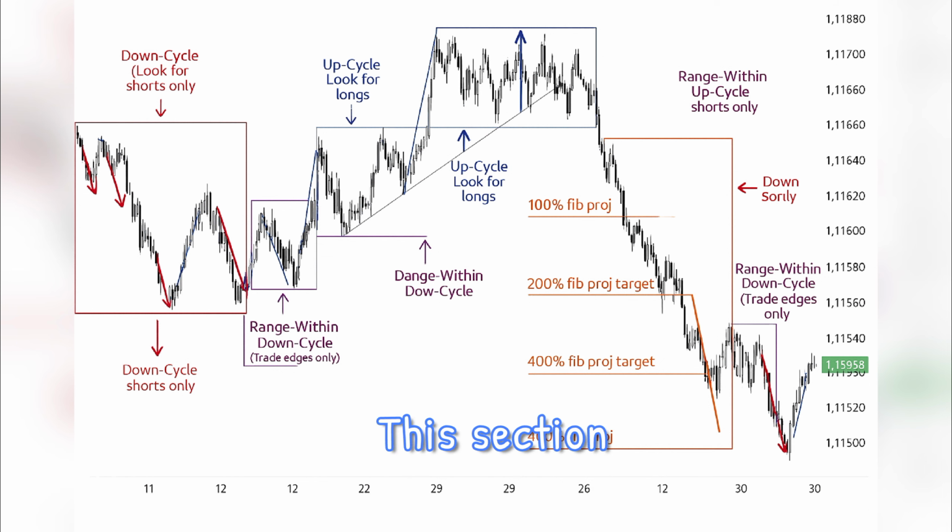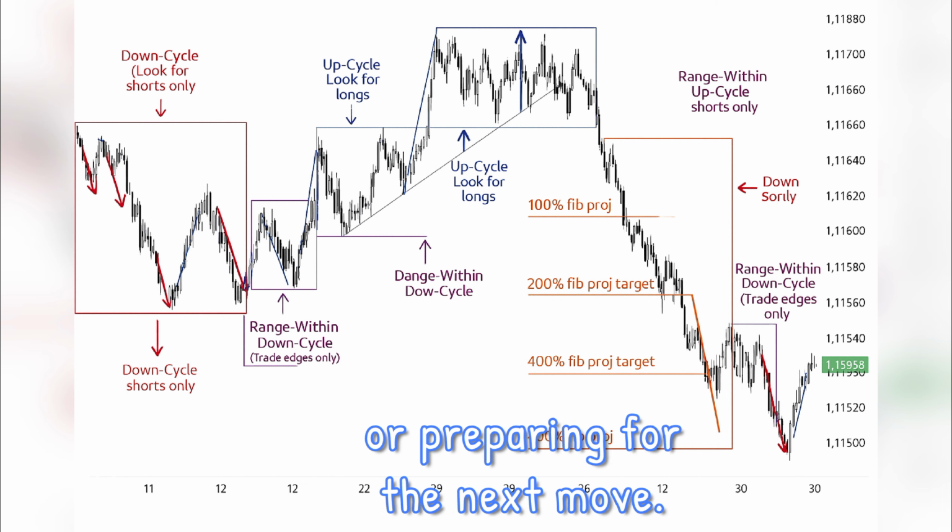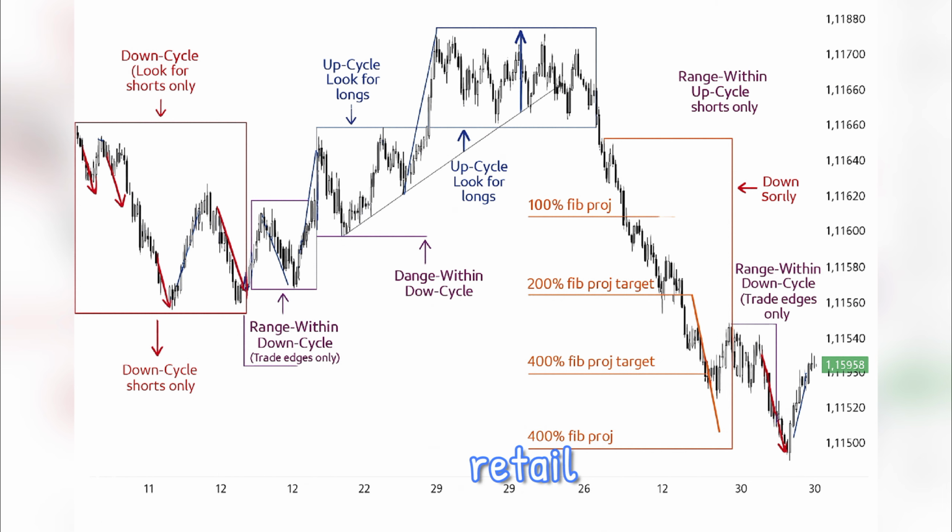As the downtrend begins to lose momentum, price enters a range, still inside the broader down cycle. This section is labeled Range Within Down Cycle, Trade Edges Only. Here, price is compressing. Smart money is either taking profit or preparing for the next move. This is a trap zone for retail traders.